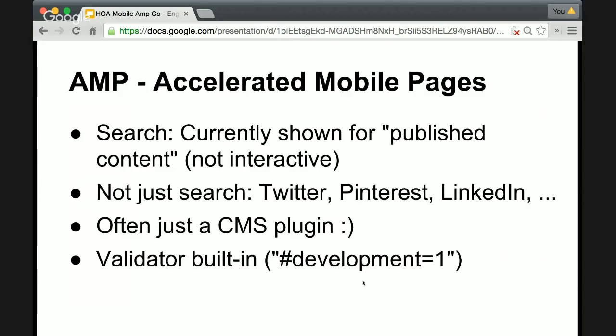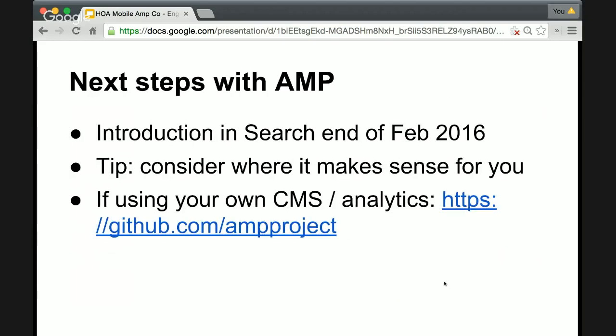There's a validator built in, so you can just add development=1 to the end of your URL, reload the page, and look into the JavaScript console, and you'll see right away whether this AMP page is valid or not. So it's really easy to double check if things are working right. We plan to introduce this in search towards the end of February next year.